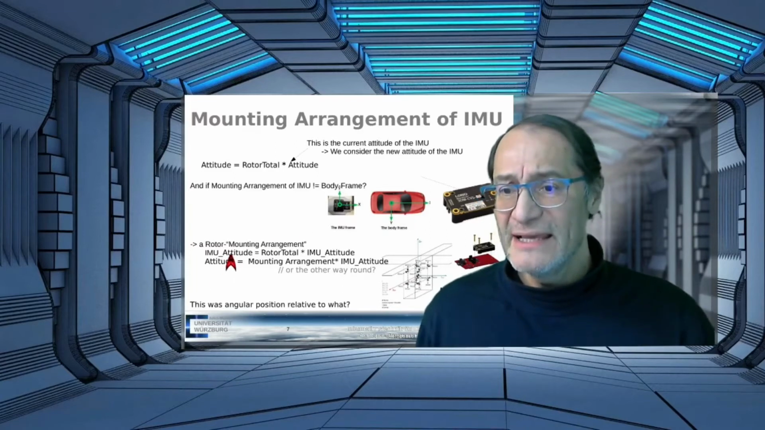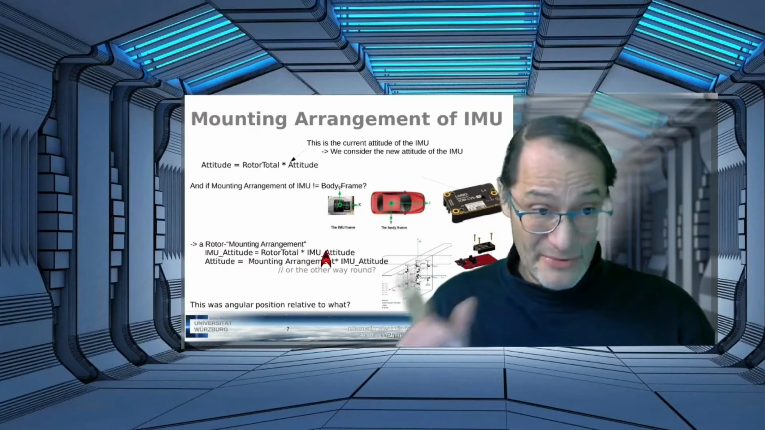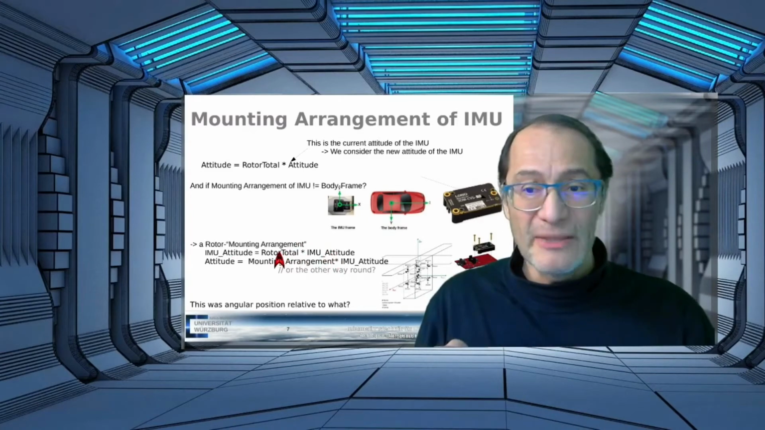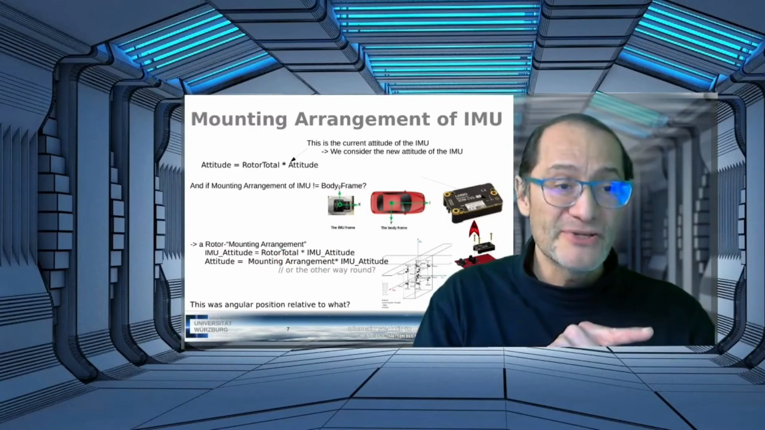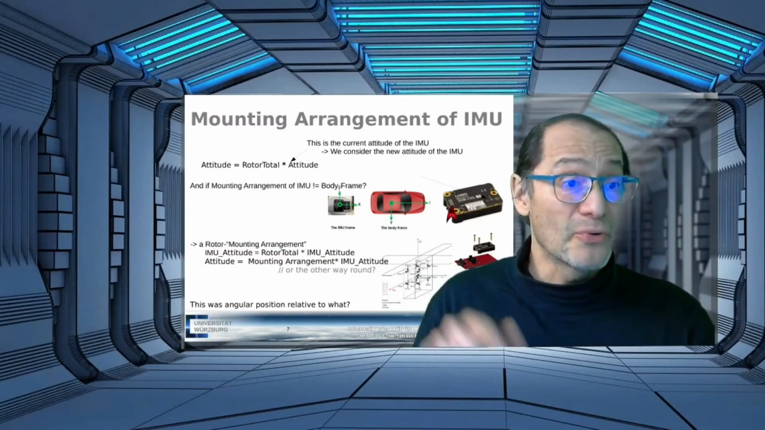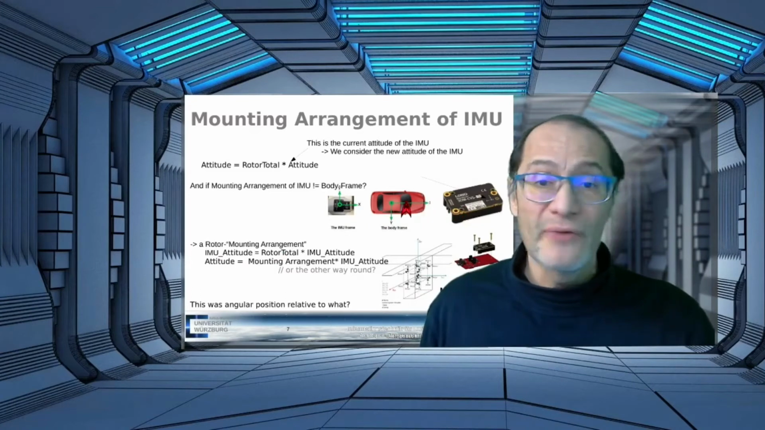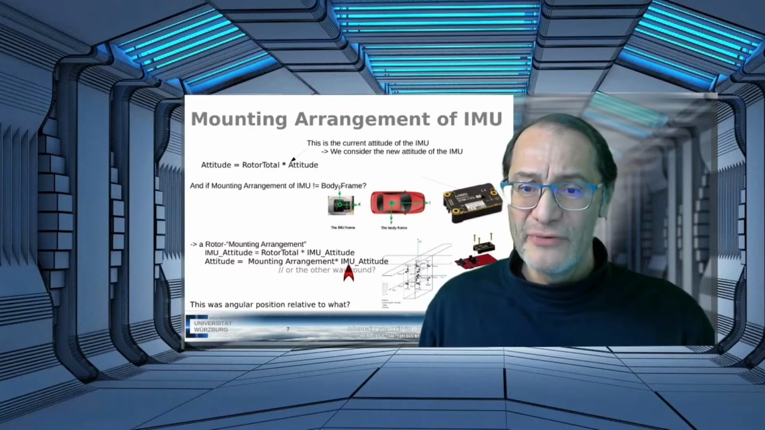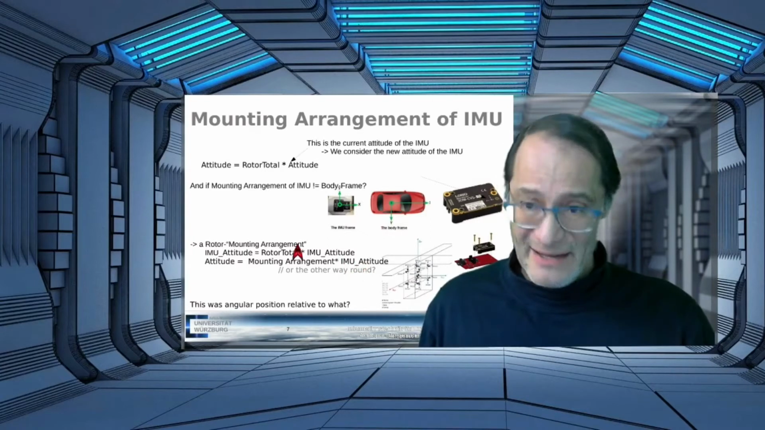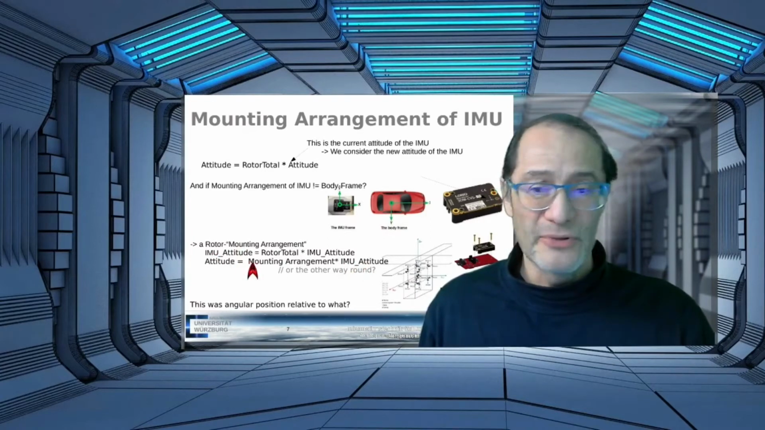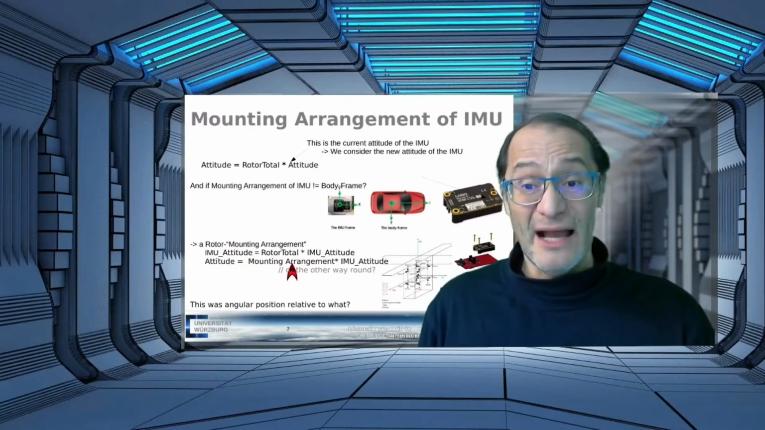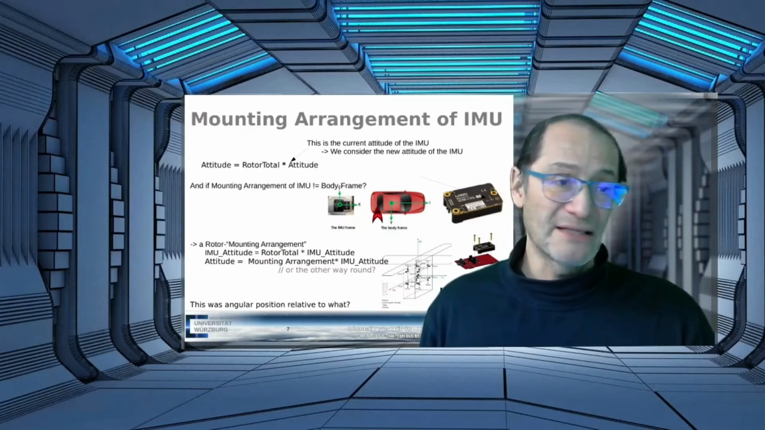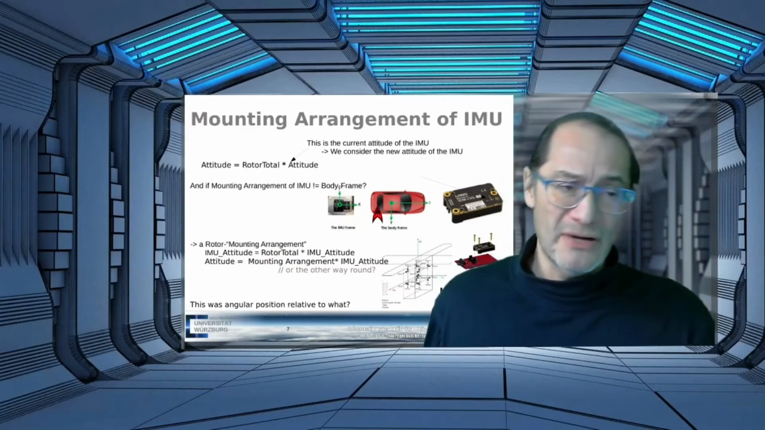So the IMU attitude will be what we said before, the old attitude of the IMU multiplied by the rotor, which we measure from the IMU. But we don't want the attitude of the IMU, we want the attitude of our device. Then a small one step, then we multiply the IMU attitude, what we compute here, times the mounting arrangement of the IMU. And then we get the attitude of our satellite or car or aeroplane.